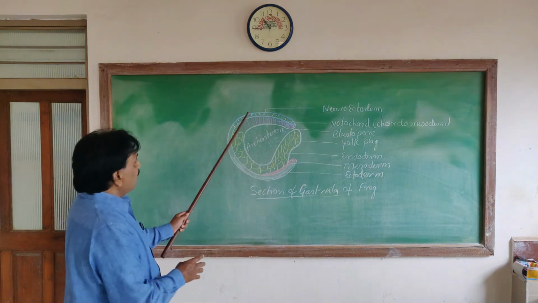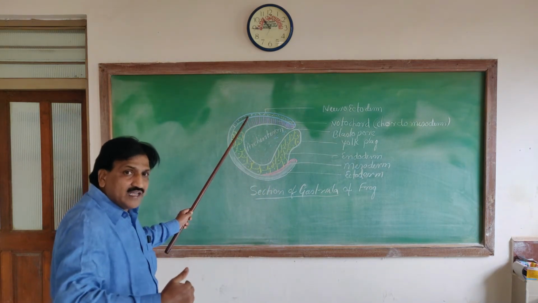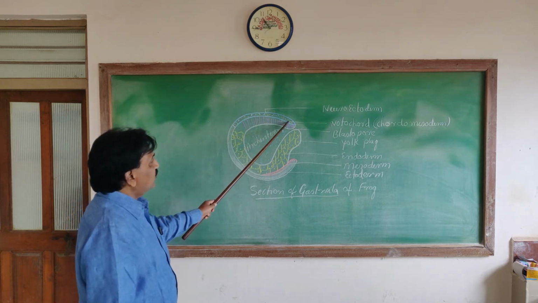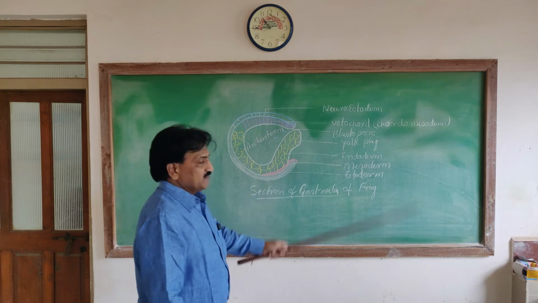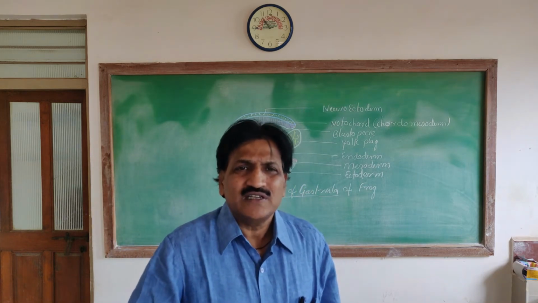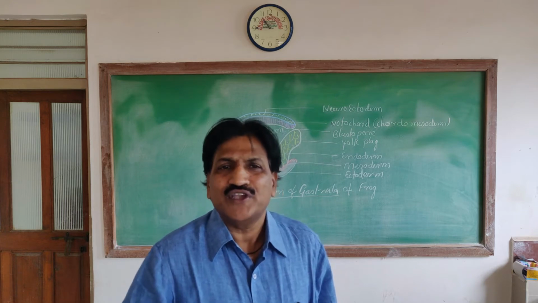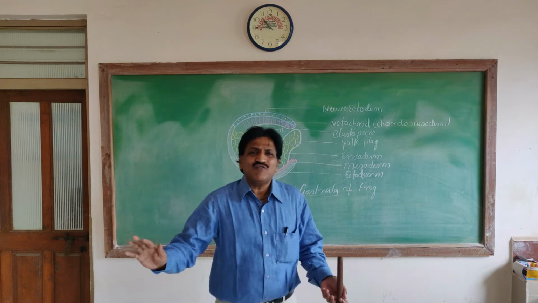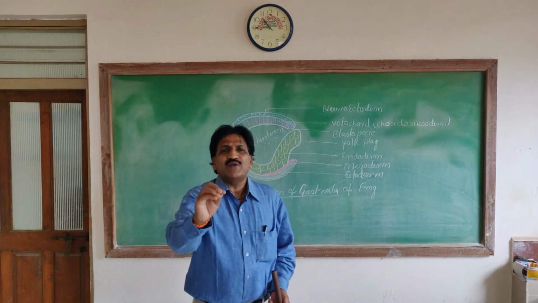Now here, on the mid-dorsal side, above the archenteron, there is a structure called neuroectoderm, and this neuroectoderm later develops into the neural tube. This is the structure of gastrula. It carries a 5 marks question.